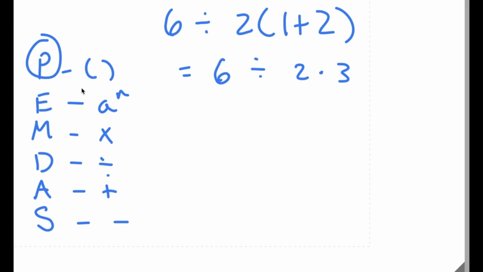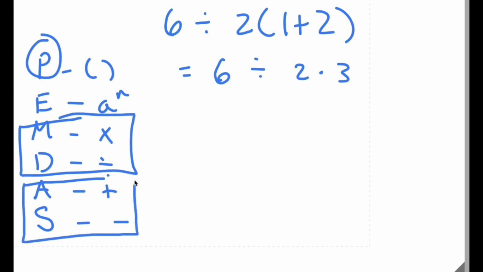We go down to exponents. Are there any exponents here? No, there aren't. So now we're going to go down to multiplication. And for multiplication and division, although it's written like this, these two are actually in the same box. And same goes with addition and subtraction. So whichever one out of these two comes first, multiplication or division, that's the one you're going to start with. Going from left to right, we have division, meaning we're going to use that first. So now I have 6 divided by 2, which is equal to 3.